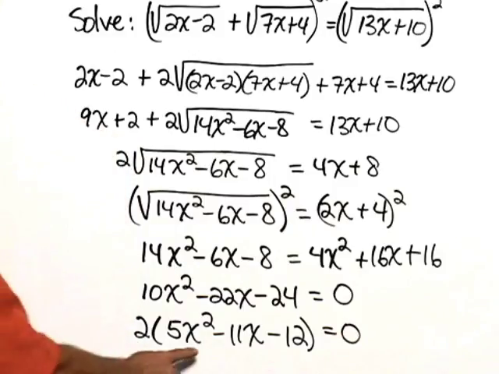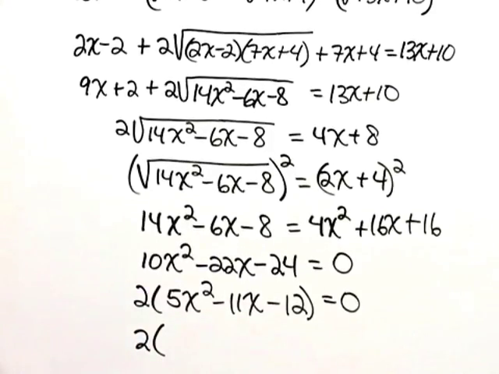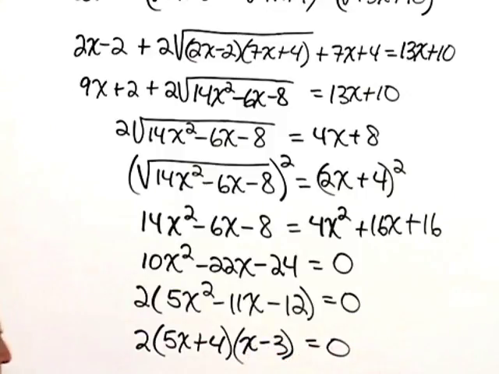Now, factoring inside the parentheses, we can factor that as, well, we keep the 2 for the moment, and then in the parentheses, we're going to have 5x plus 4 times x minus 3. Again, the middle term, negative 11x, comes from 5x times negative 3 is negative 15x. 4 times x is positive 4x, so negative 15x plus 4x gives us the negative 11x.